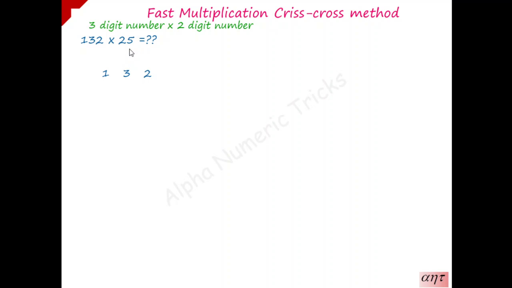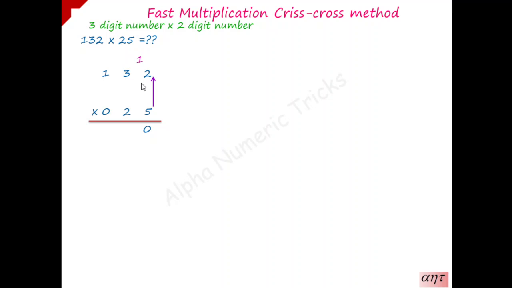To make this a 3-digit number, include 0 before this number, so you have to write 025. So after that, this becomes a 3-digit by 3-digit number multiplication, and with the same method you have to apply to get the answer. So 2 into 5 is 10, 0 is written, 1 is carry forward.